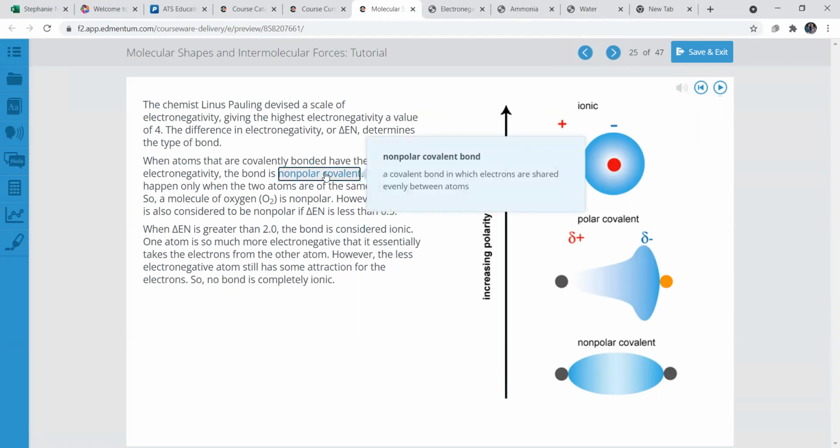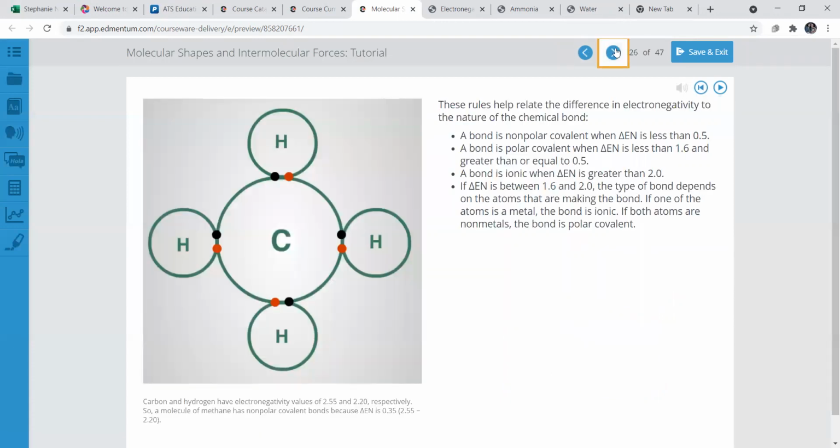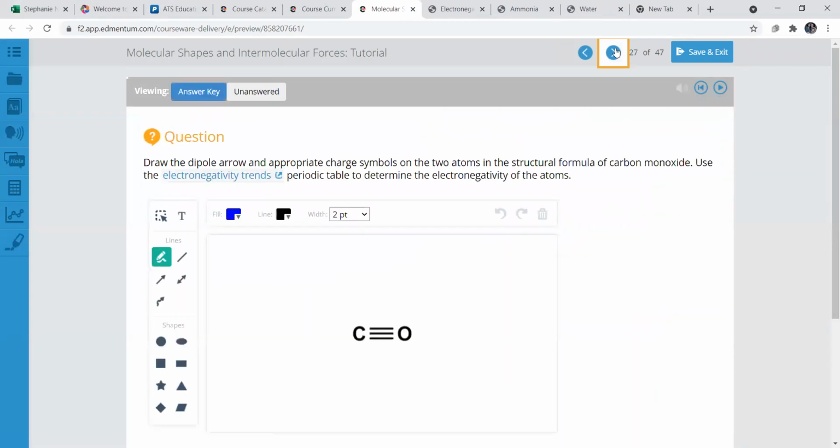We have a non-polar covalent bond. So that means that in this bond, the electrons are shared evenly. There's an even amount of electrons shared together. They're distributed evenly in this bond. Okay, so as you can see, this would be an example, they're shared evenly together. These questions, I will have you do on your own.